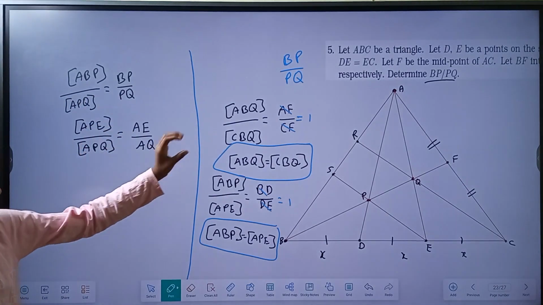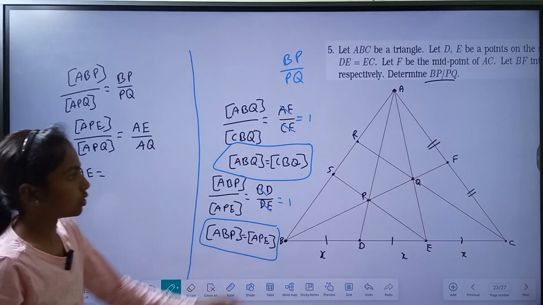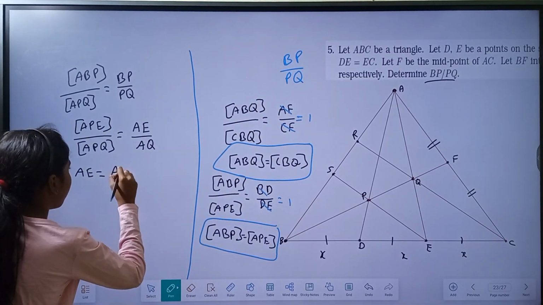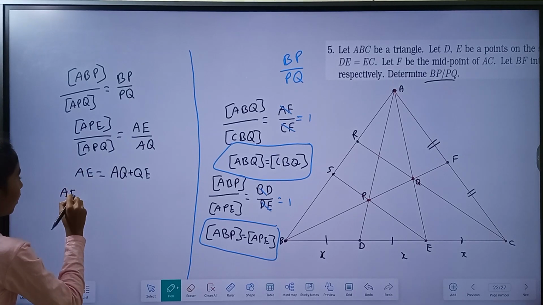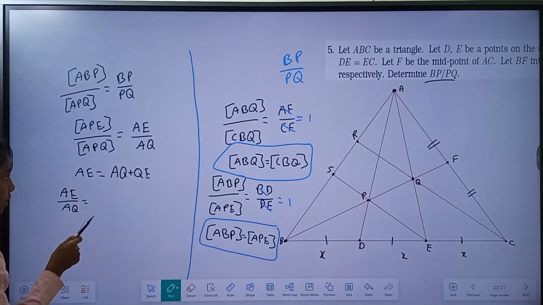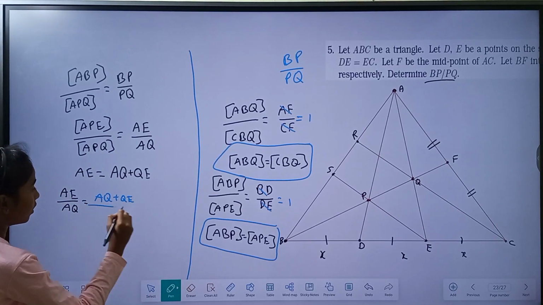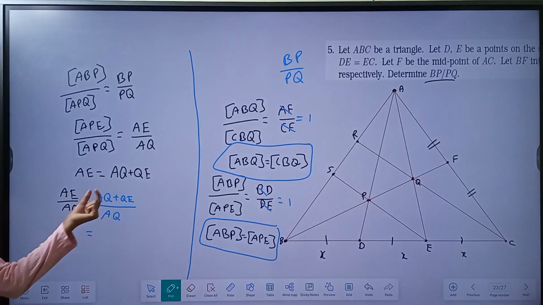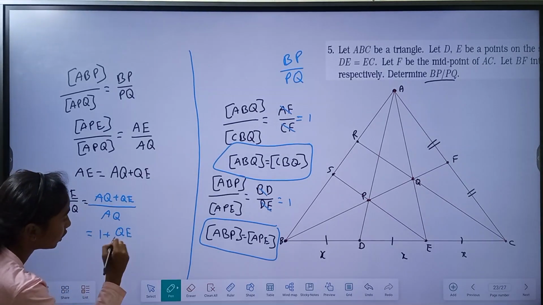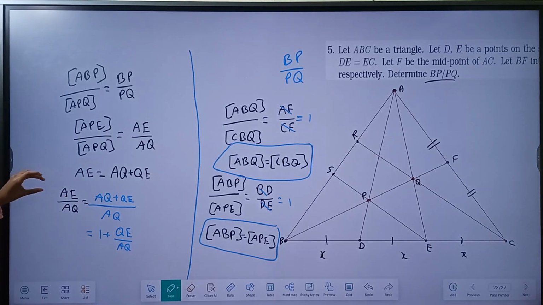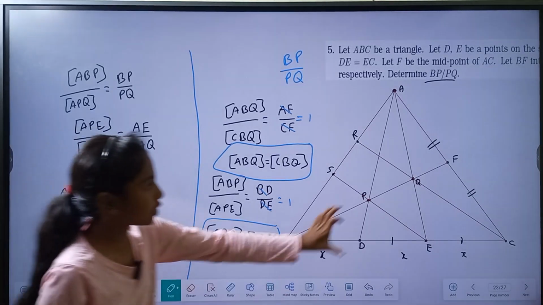Now, to find AE divided by AQ, we have AE equal to AQ plus QE. Let us substitute this value over here. AE by AQ equals AQ plus QE divided by AQ, and we can simplify this: AQ by AQ is 1, plus QE by AQ. So to find AE by AQ, we have to find QE by AQ.